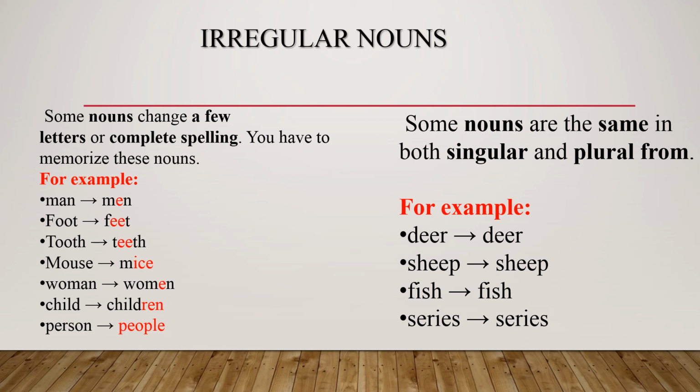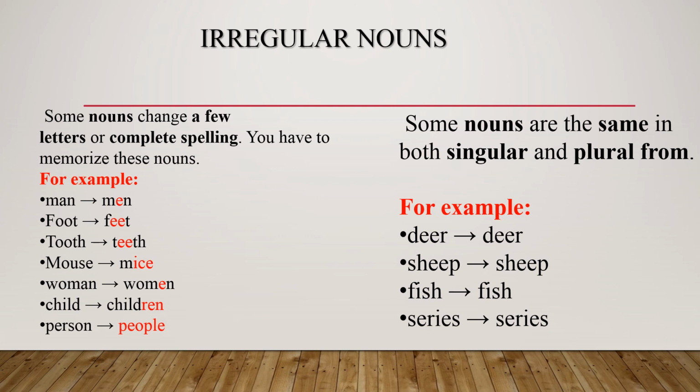Now, the last part is irregular nouns. Some nouns change, some don't. So let's start with the nouns that change in a few letters or complete spelling. You have to memorize them, you have to learn them by heart. For example, one man, two men, one foot, three feet, one tooth, ten teeth, one mouse, an animal, mice. Woman, women. So we change just the letter, but the pronunciation of o is going to be i. Women. Child, children. One person, people.